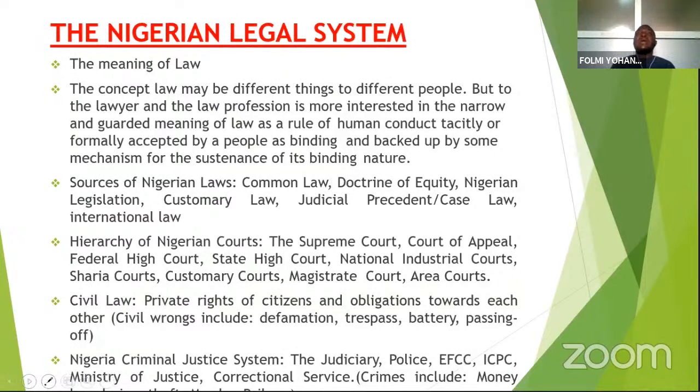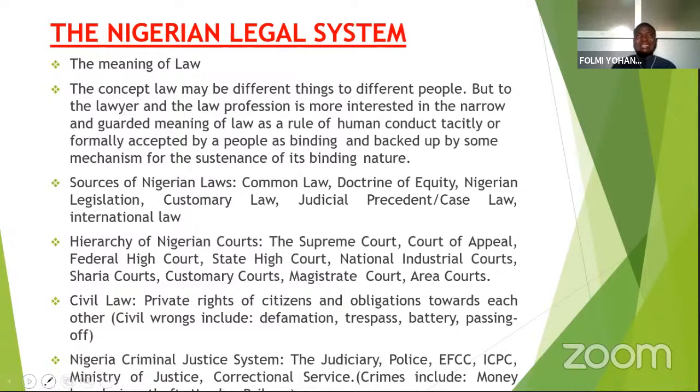Domestication means that it must pass first and second reading by the National Assembly, then be assented to by the President, then it becomes a law. And if you check our Constitution, like Chapter 4, you see we have imbibed the provisions of the United Nations Declaration on Human Rights and the African Charter on Human Rights. And in applying for fundamental rights in court, we still cite the African Charter. So this is to show you that these international laws also form part of our laws. Then we have the hierarchy of Nigerian courts.